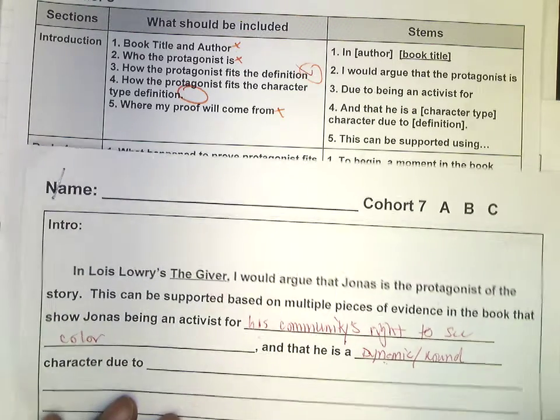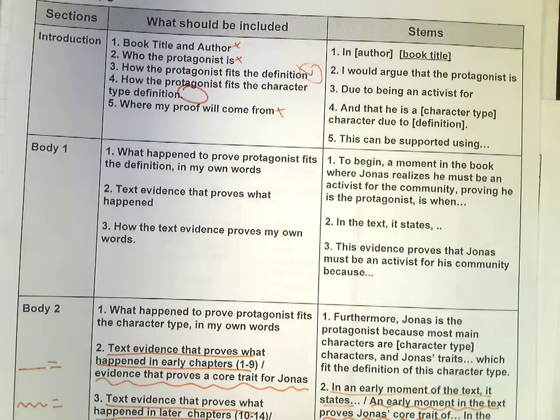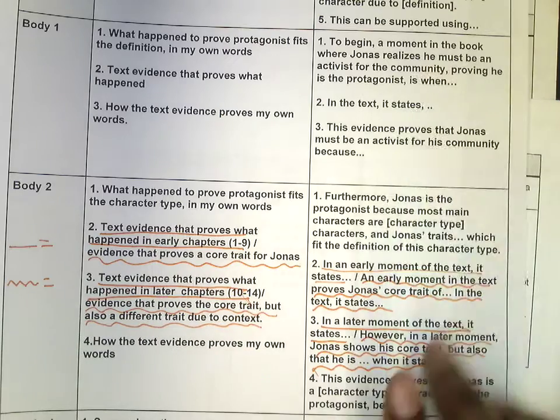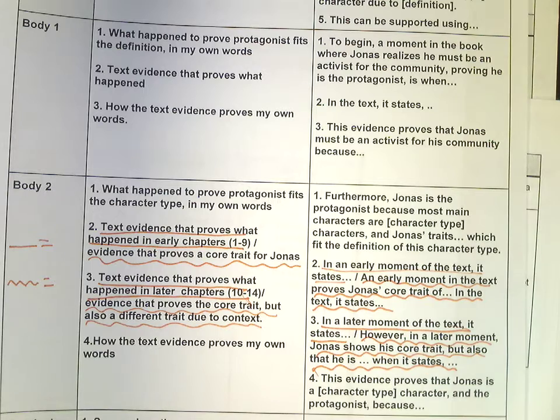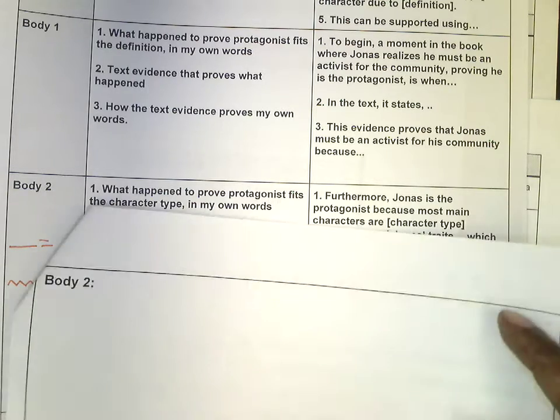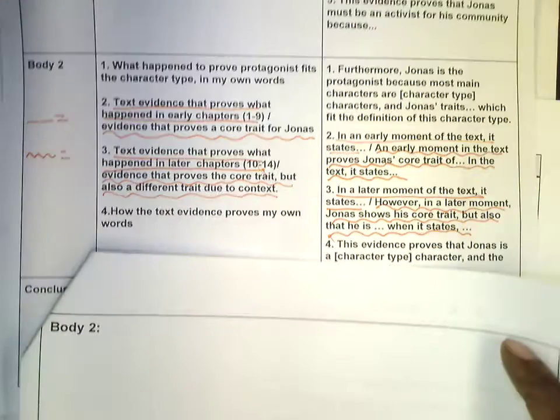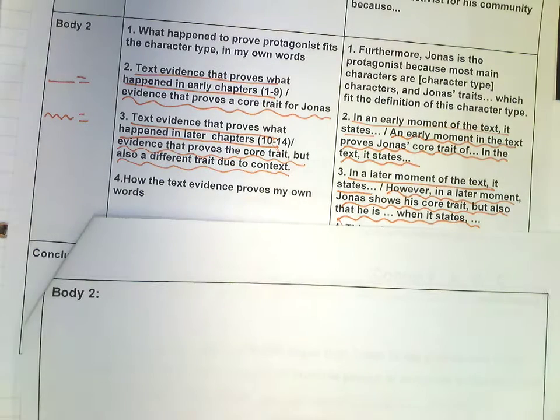Now, I'm going to jump to body 2, because that's the most complex one. Body 1 is very straightforward. Follow the stems. But when you get to body 2, as you notice, there's a little bit more going on down here. Normally, we have 2 pieces of evidence, one in body 1, one in body 2, but your body 2 needs 2 pieces of evidence because you are, 1, proving the character type. So you're proving that Jonas is dynamic or that he is round. However, because of that, you need to have 2 pieces of evidence to show the change.